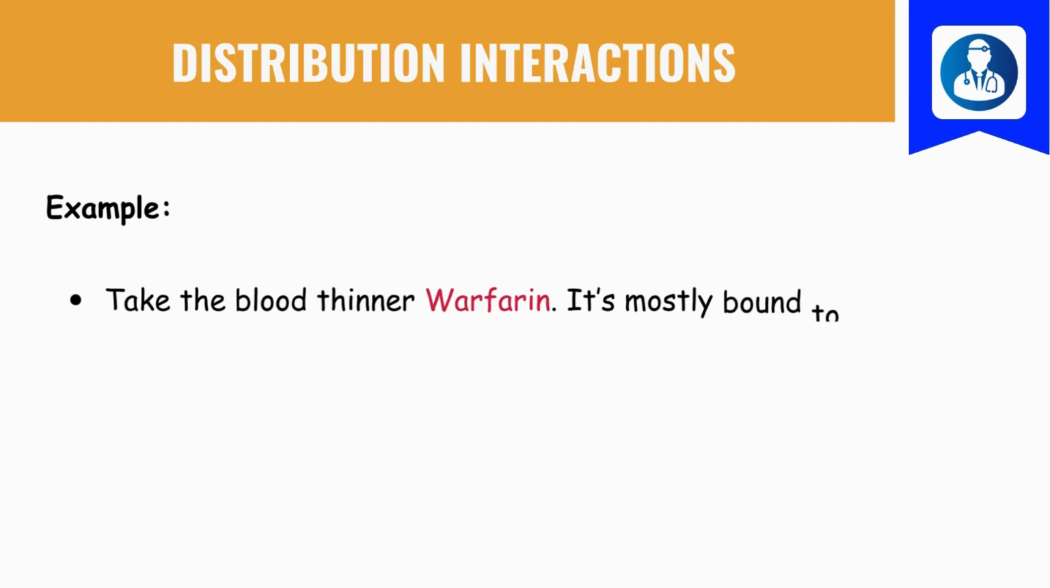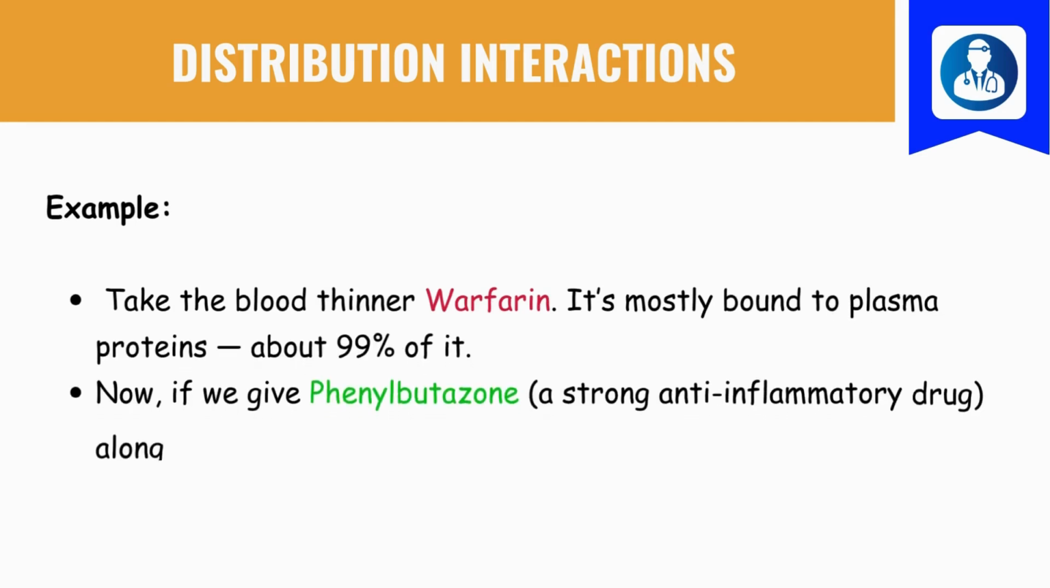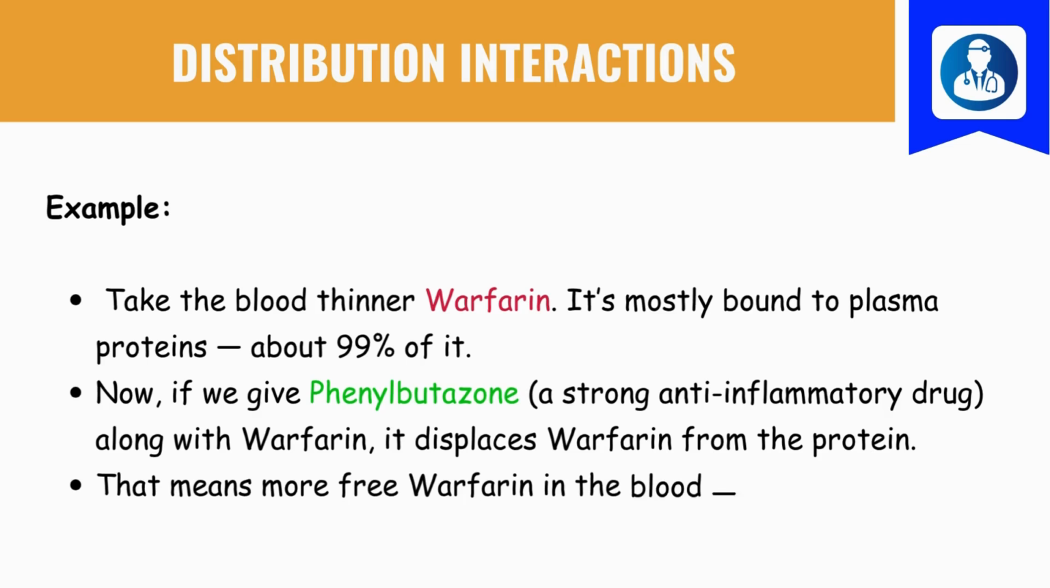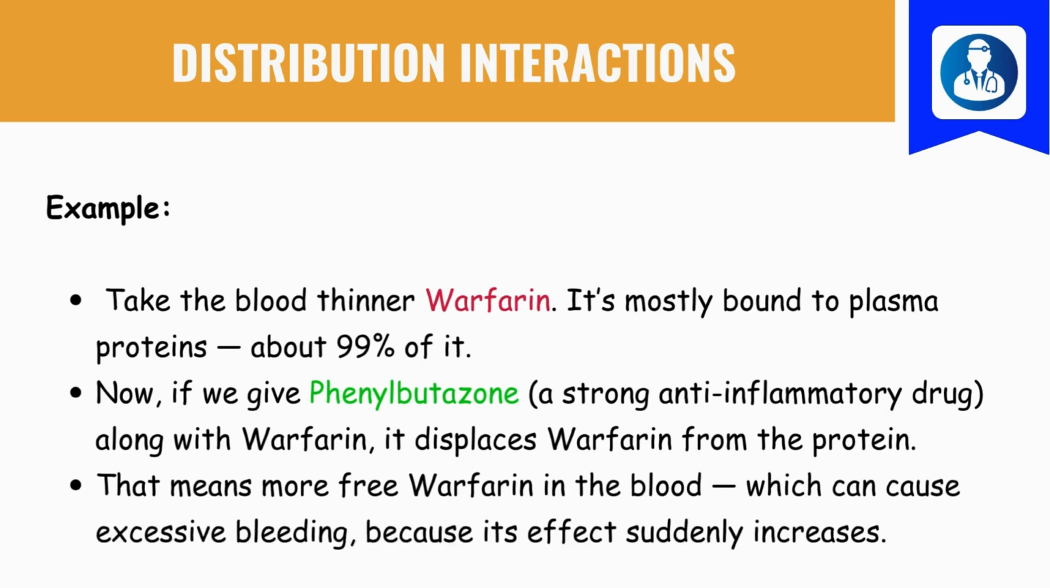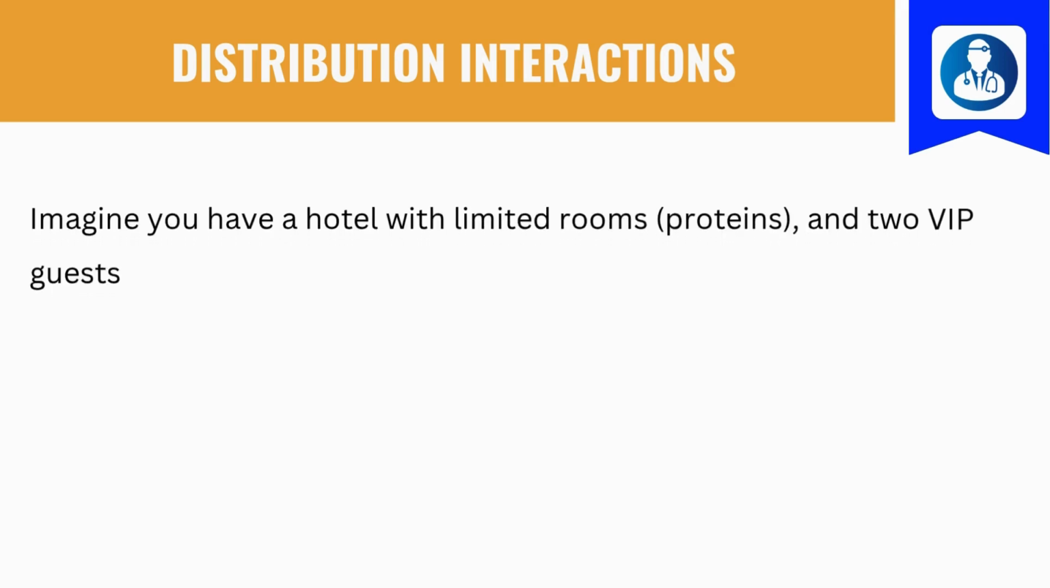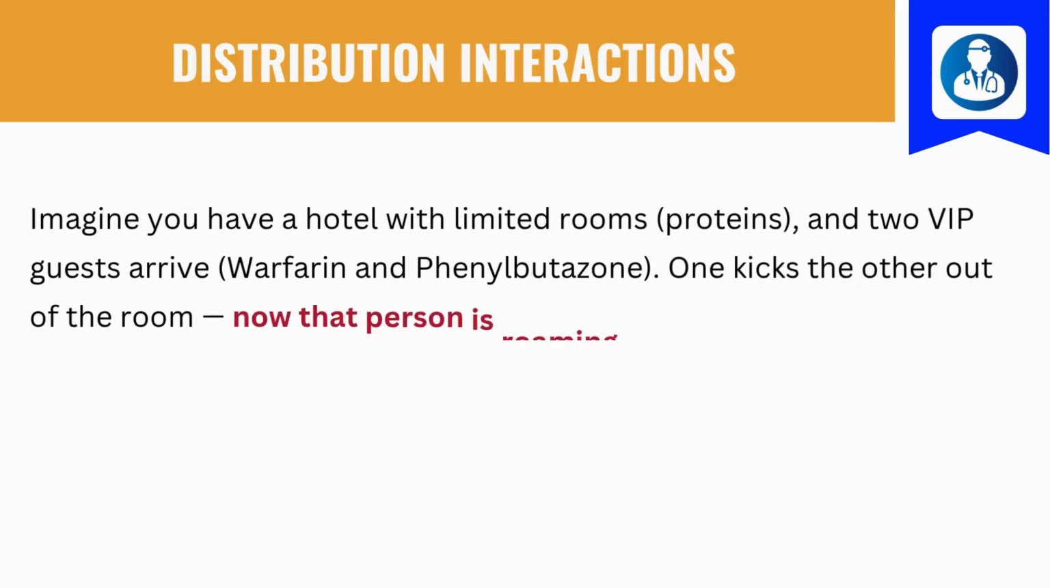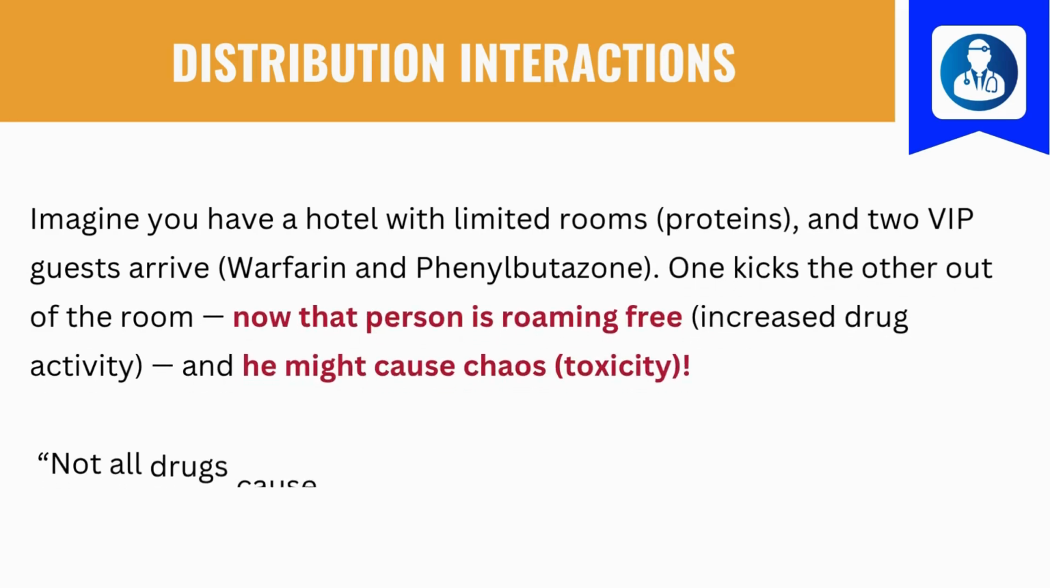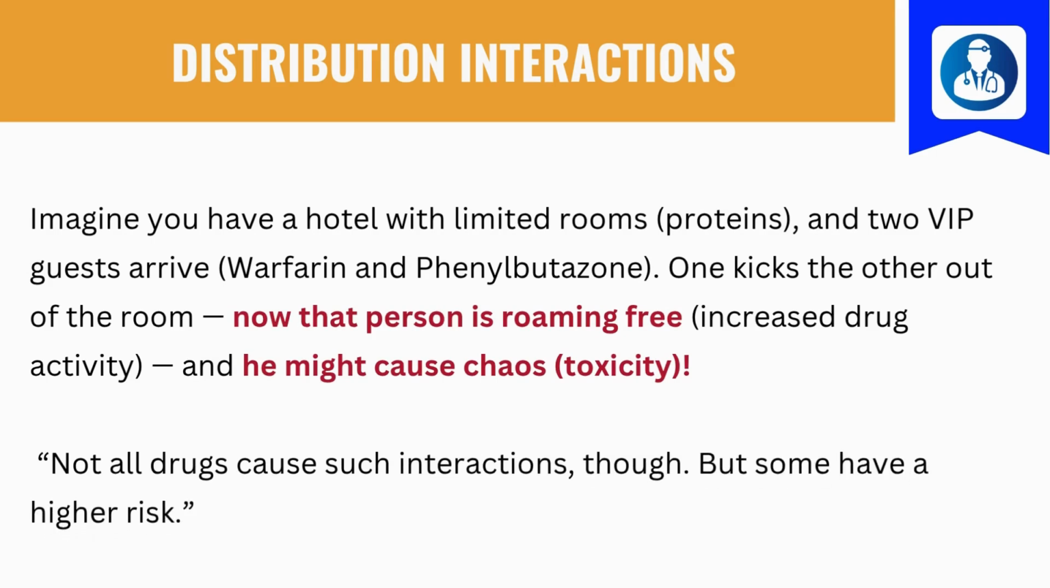Example, take the blood thinner warfarin. It's mostly bound to plasma proteins, about 99% of it. Now, if we give phenylbutazone, a strong anti-inflammatory drug, along with warfarin, it displaces warfarin from the protein. That means more free warfarin in the blood, which can cause excessive bleeding because its effect suddenly increases. Real-life analogy. Imagine you have a hotel with limited rooms and two VIP guests arrive. One kicks the other out of the room. Now that person is roaming free, and he might cause chaos, toxicity.